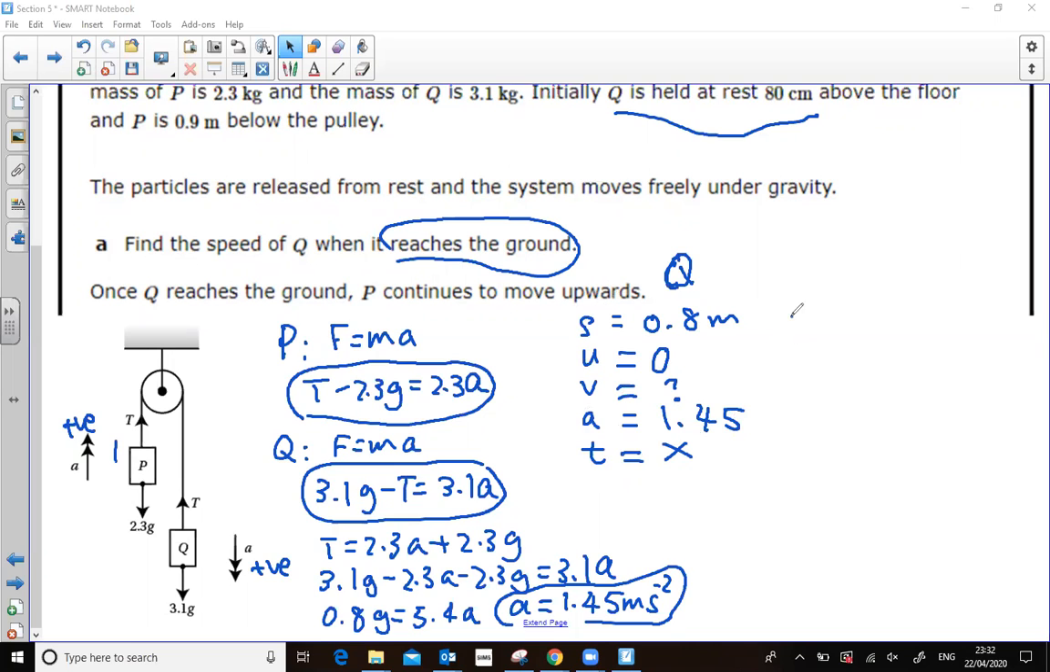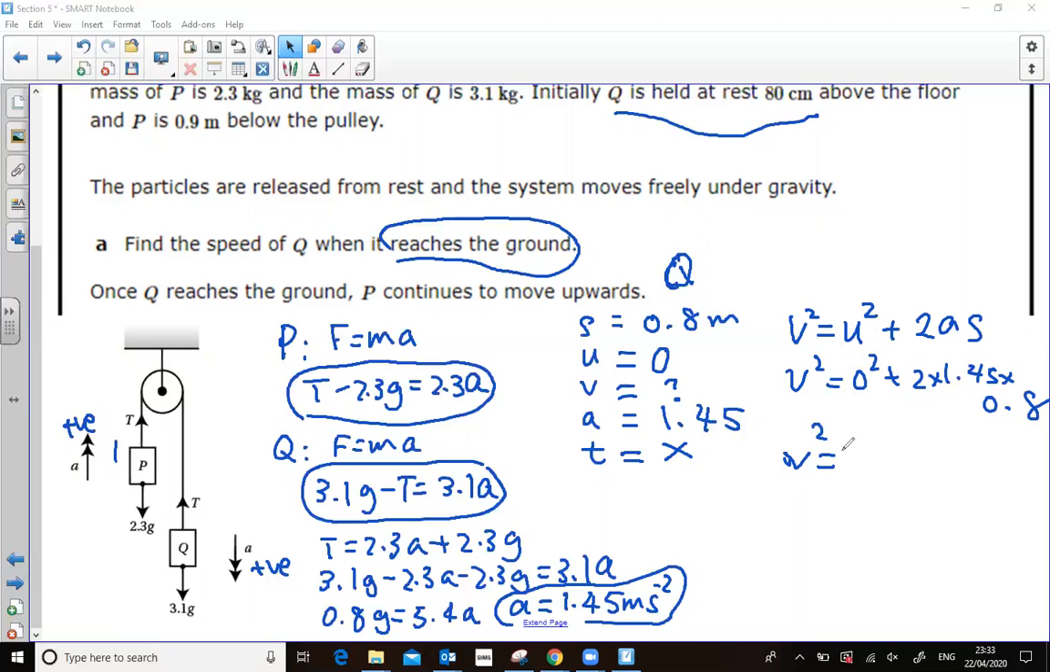So hopefully you have found the formula we need. That would be v squared equals u squared plus 2as. So we have v squared equals u, which is 0 squared, plus 2 times a, which is 1.45, times s, which is 0.8. You can put that into the calculator, and don't forget to square root to get the v.